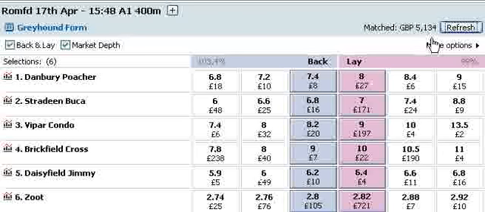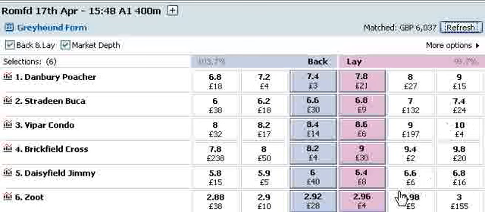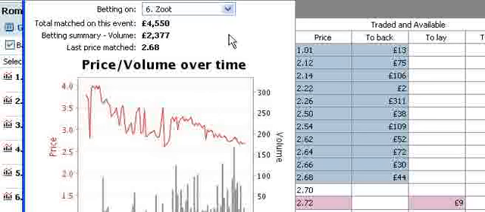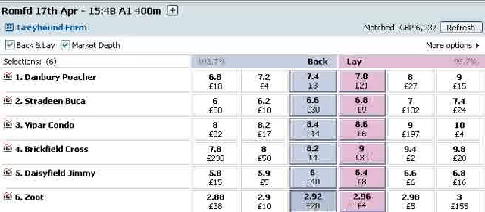And the second part of the strategy is something called scalping, which basically means that we take little ticks, very small trades. So we look to back at 2.92 and then lay off at say 2.9. And if we do that over and over again, we can go in and come out very, very quickly and make very small amounts very safely. So you might only make 2, 3, 4 pounds from doing that kind of a trade on this kind of market, but it does add up.